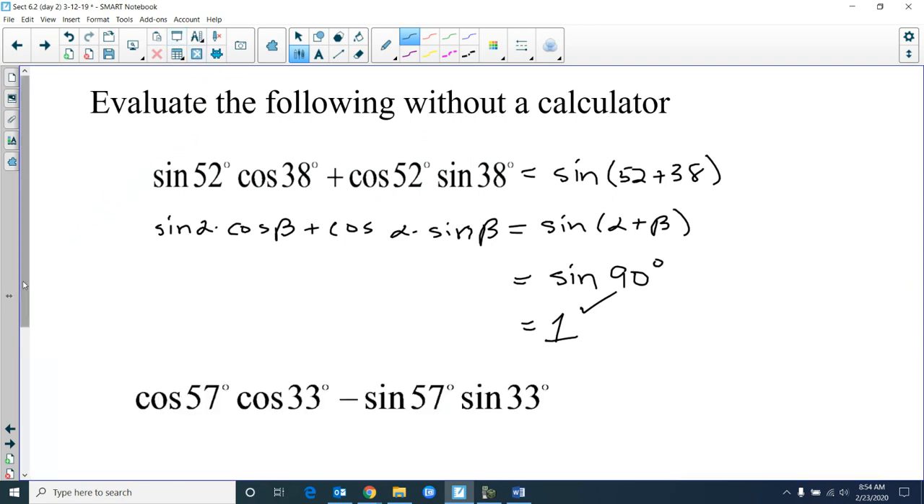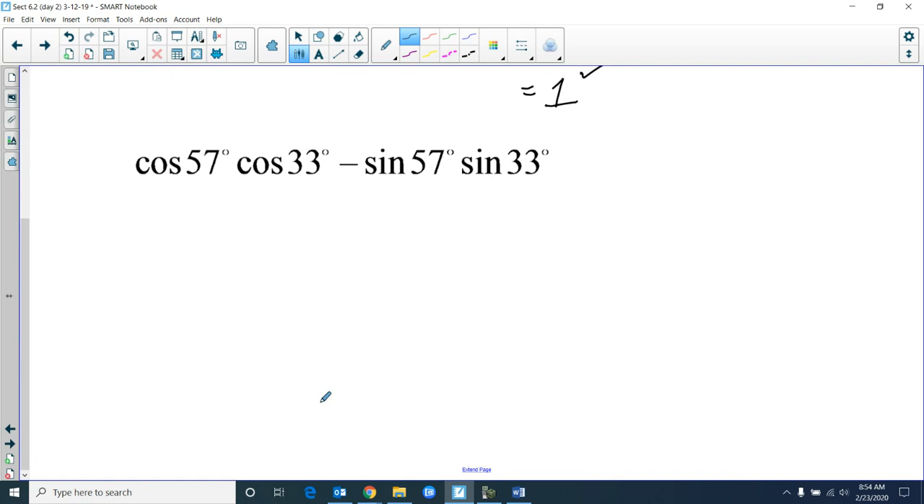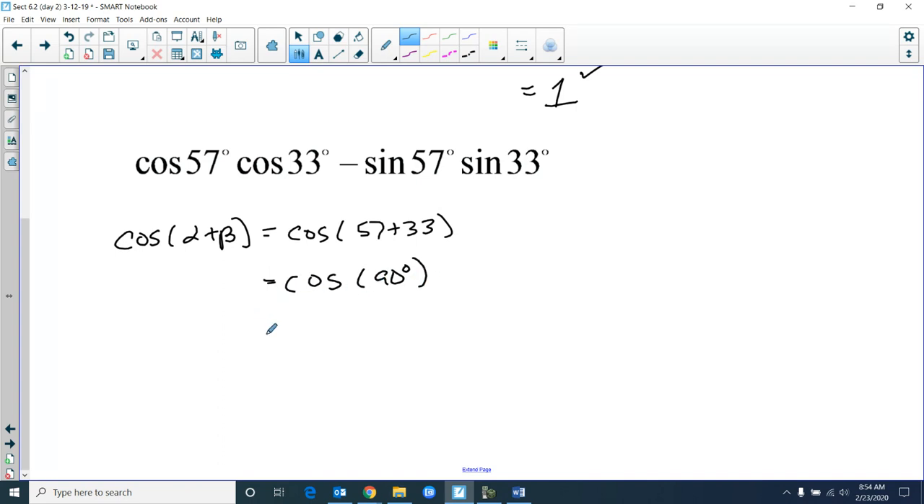All right, take a second. Try this one. Pause that if needed. So you got cosine, cosine minus sine, sine. If you look on your sheet, what goes in the order of cosine, cosine minus sine, sine? It is the cosine of alpha plus beta. So this is really the cosine of 57 plus 33, which is again 90. So what is the cosine of 90 degrees? That is 0. Okay, done.